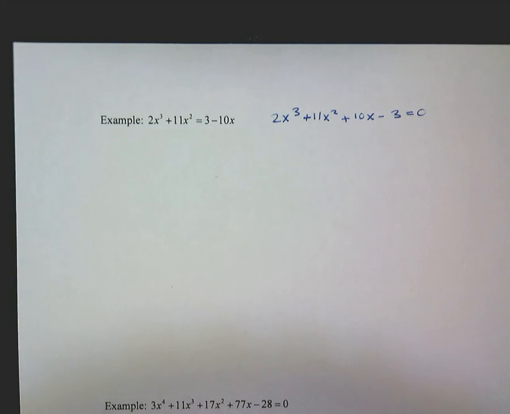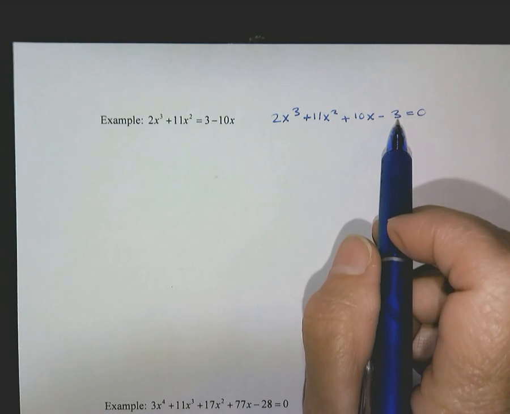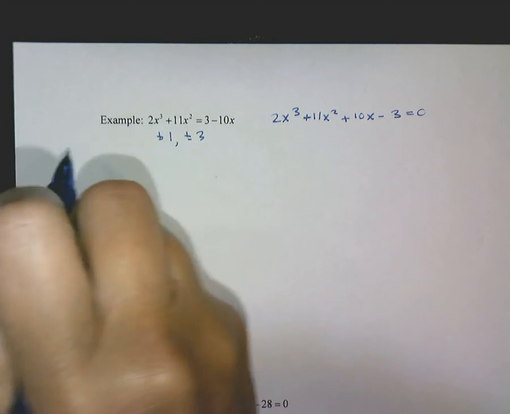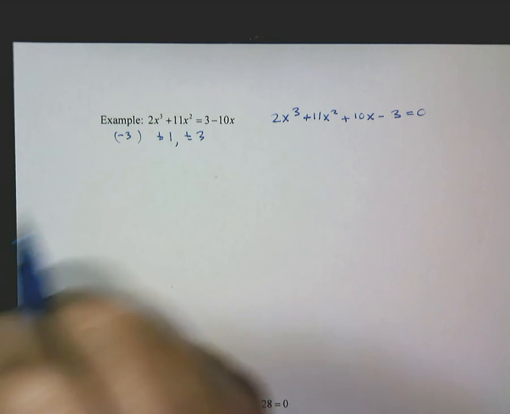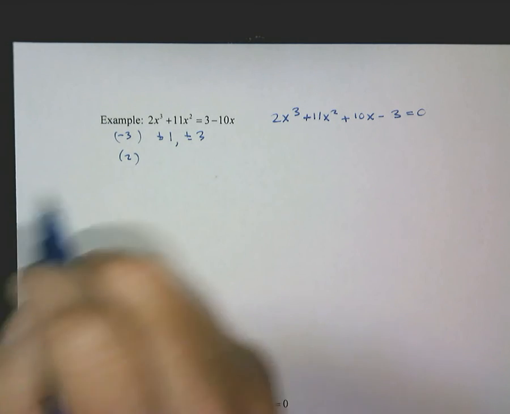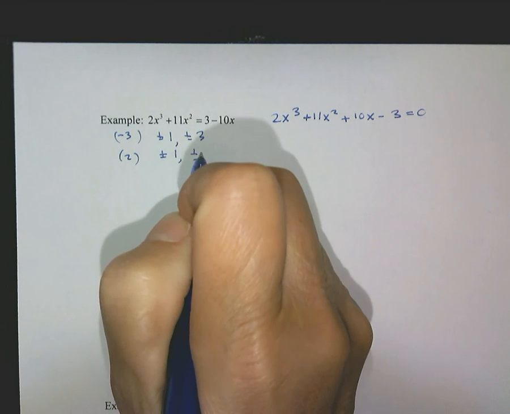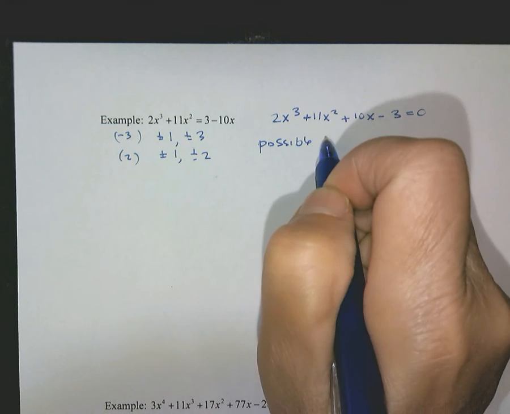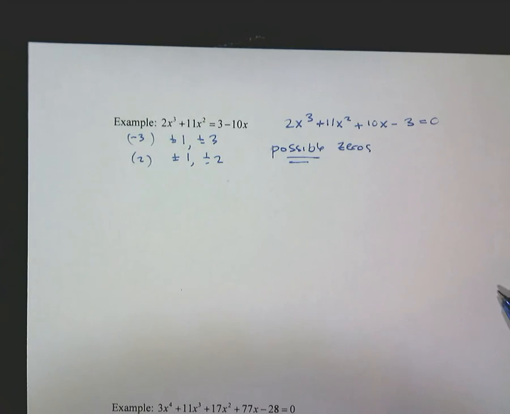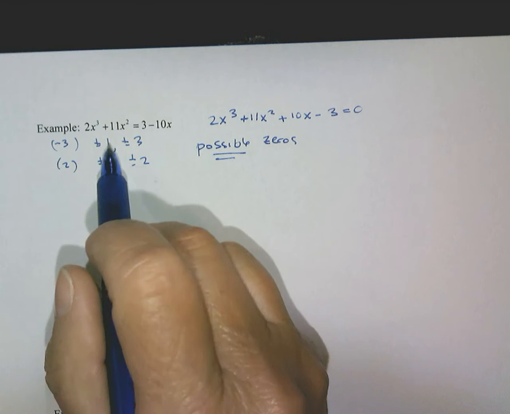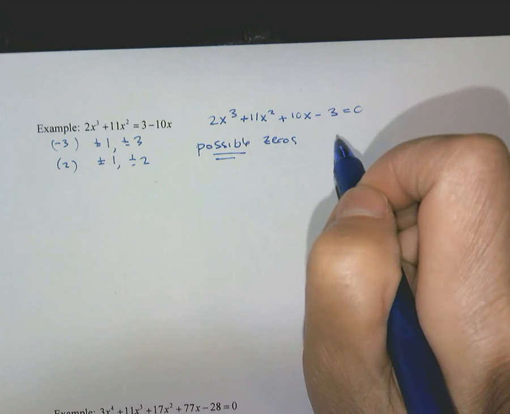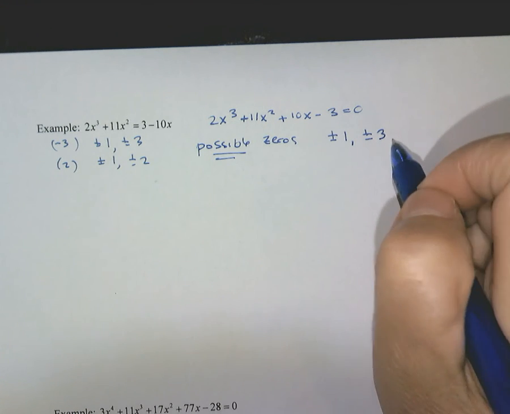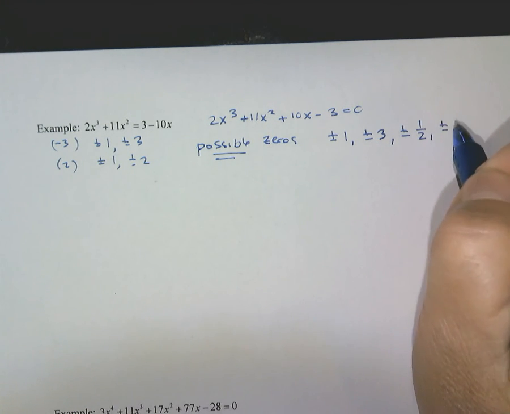I have to list my possible zeros. My factors of negative 3 are plus or minus 1 and plus or minus 3. That's my constant. My leading coefficient is 2, so my factors of that are plus or minus 1, plus or minus 2. So my possible zeros, once again I'm emphasizing possible, 1 over 1, 3 over 1, and then I have 1 over 2 and 3 over 2.